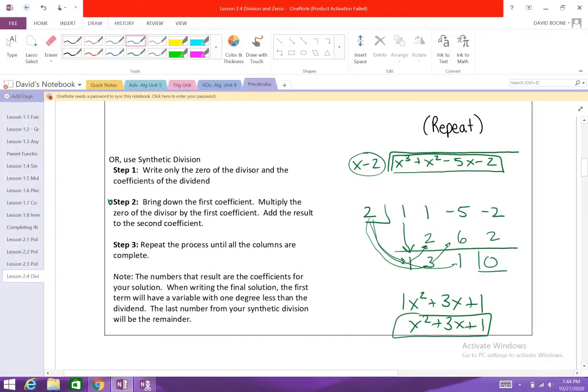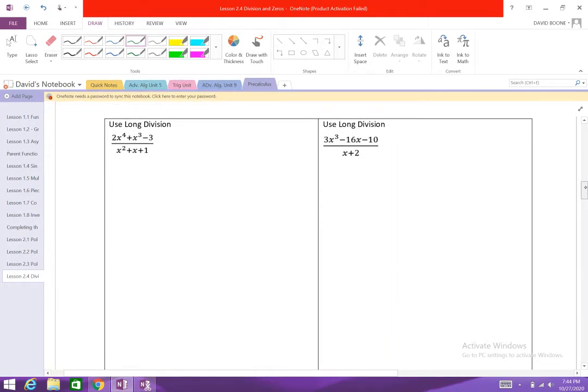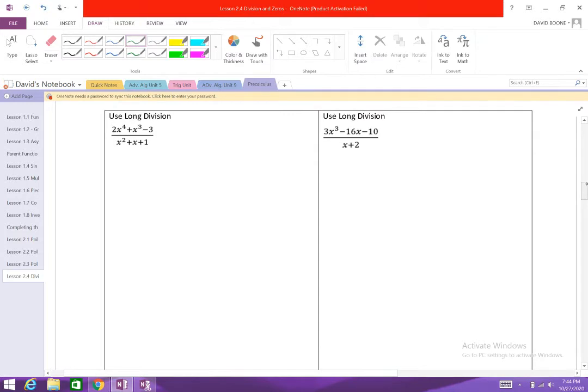So let's continue. Let's look at doing some problems together here before we turn you loose. So we're doing long division. Let's start off with the problem. This is this top part divided by the bottom part. So if we want to look at how to write this out, we're going to take the top part divided by the bottom part.